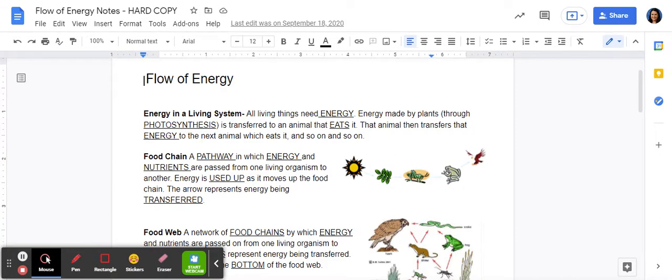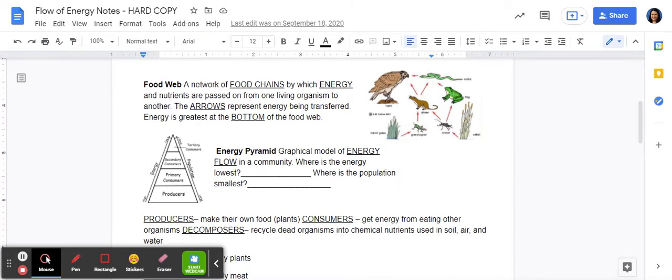Food chain: a pathway in which energy and nutrients are passed from one living organism to another. Energy is used up as it moves up the food chain. The arrow represents energy being transferred.